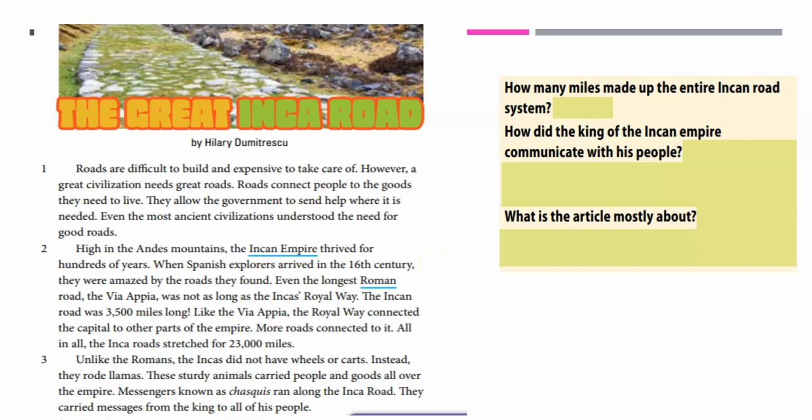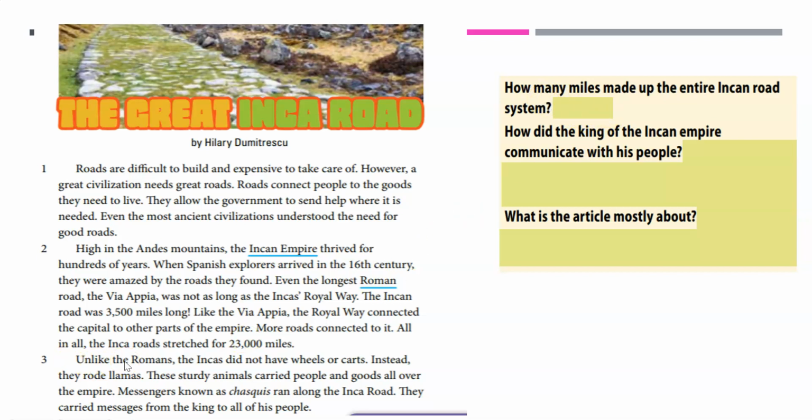When Spanish explorers arrived in the 16th century, they were amazed by the roads that they found. Even the longest Roman road, the Via Appia, was not as long as the Inca's royal way. The Incan road was 3,500 miles long. Excellent. So we know the Incan road was 3,500 miles long. Like the Via Appia, the royal way connected the capital to all other parts of the empire. More roads connected to it. All in all, the Inca road stretched for 23,000 miles. So for the entire system, it was 23,000 miles long.